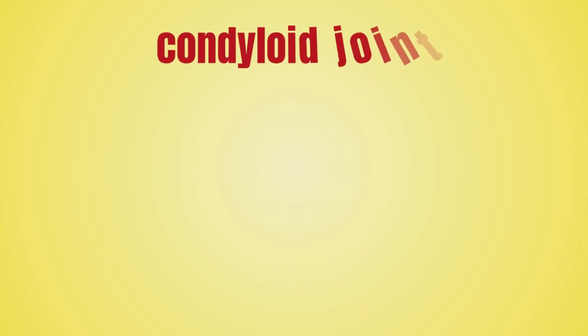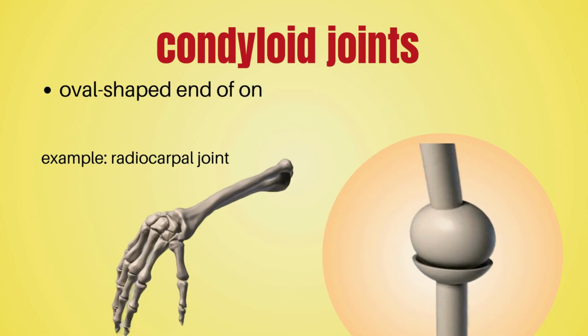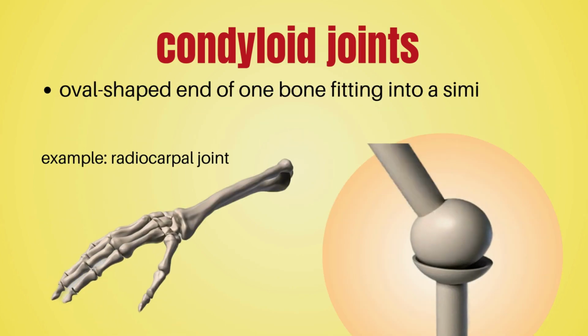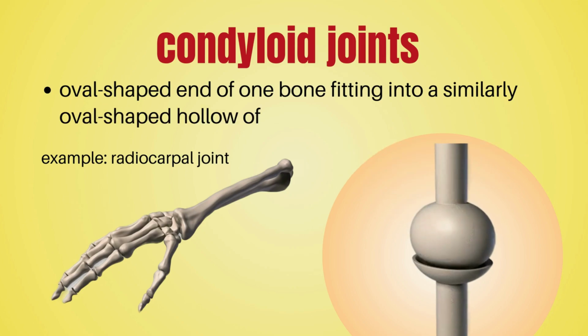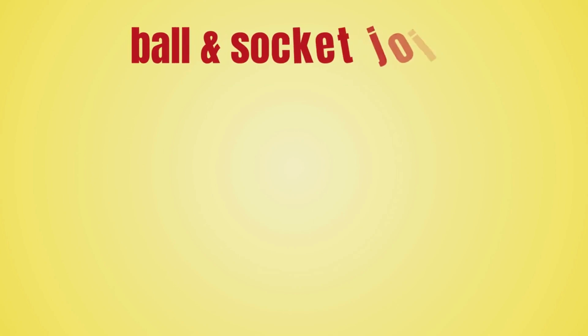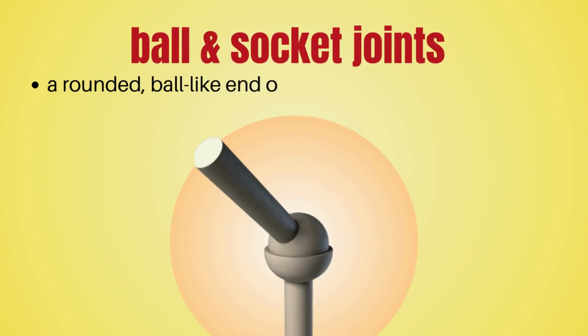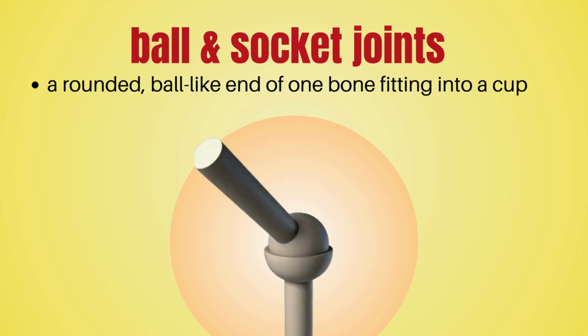And the next is the condyloid joint, which is also known as the ellipsoid joint. It is formed when the oval-shaped end of one bone fits into a similarly oval-shaped hollow of another bone. And the last type is the ball and socket joint. This type of joint is formed when a rounded ball-like end of one bone fits into a cup-like socket of another bone.